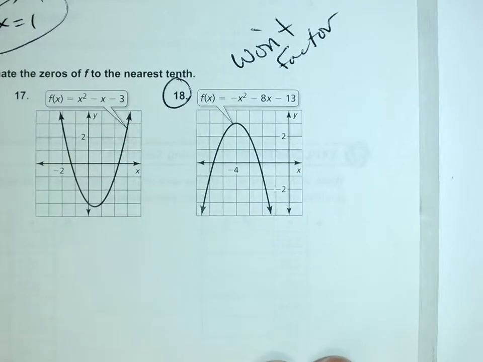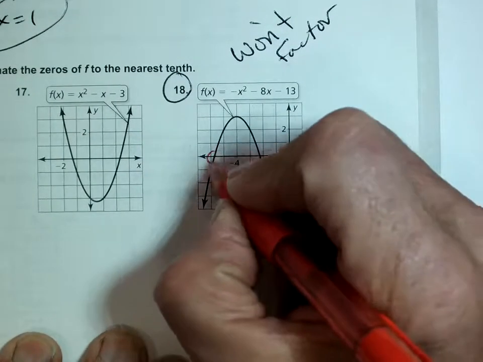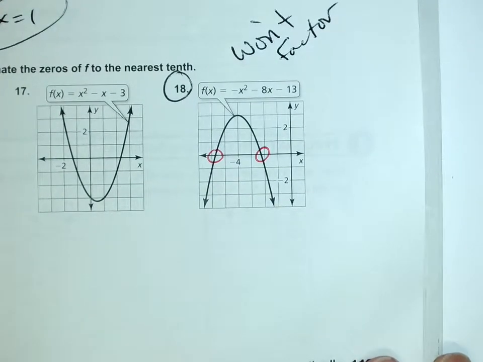But it has 2 answers. I know it has 2 answers, okay? You can't say no solution. It has 2 answers. I can see it. It's there and there, right? So it won't factor, but what we can do is graph it, okay?